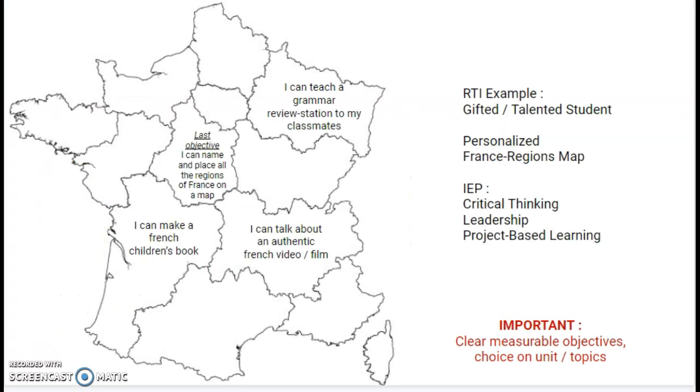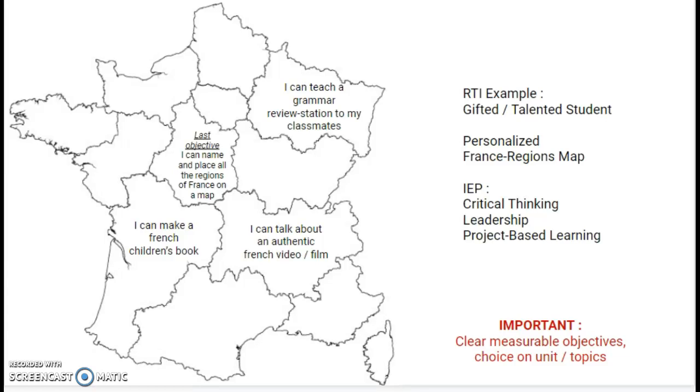And so what I did for one intervention plan is I used an example that we had in class when we went through the packets, and I did a gifted and talented student, and their personalized map has the French regions with some things that we worked on together. And so for this IEP, they wanted to expand on critical thinking, leadership, and project-based learning. And it's very important to have clear and measurable objectives for it.